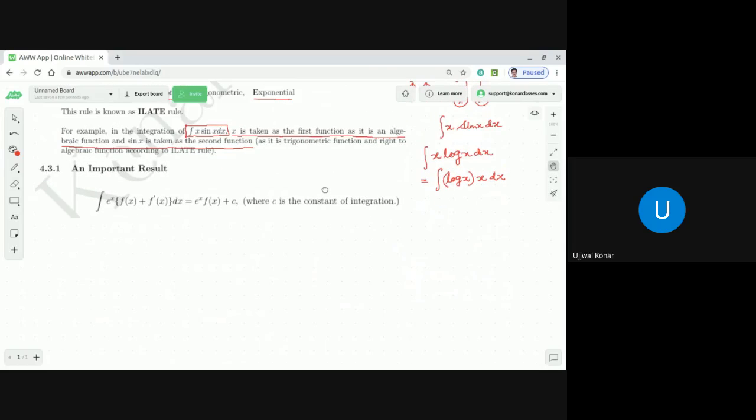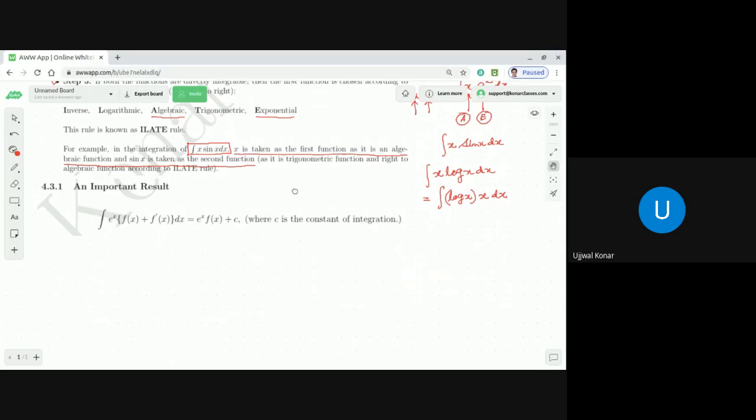So what is the question here in our hand? The question in our hand is that we need to find the integral of e power x into f x plus f dash x dx.